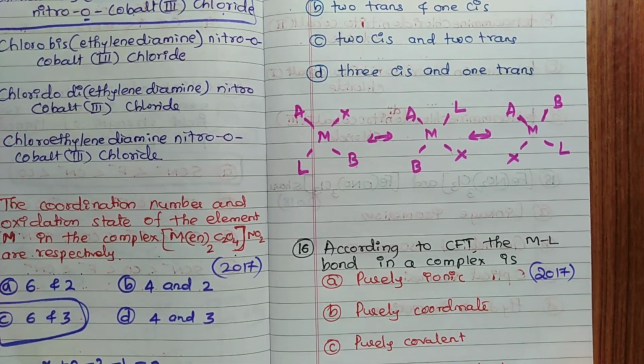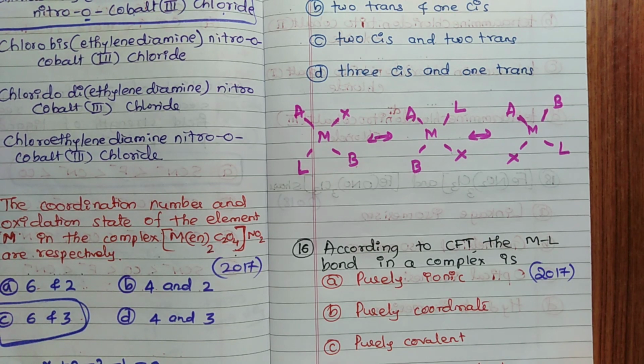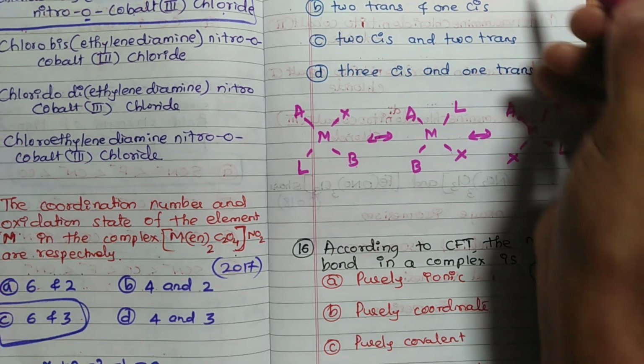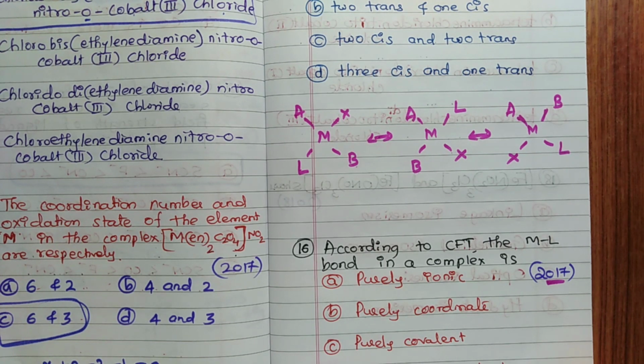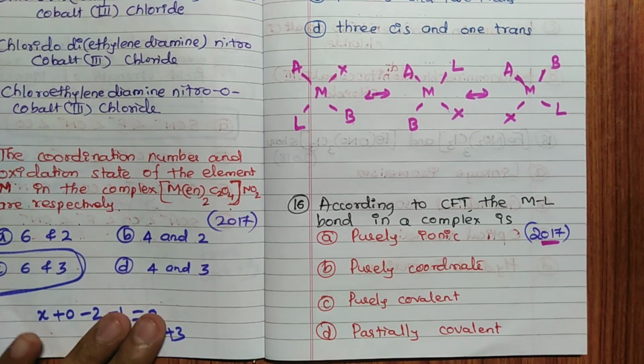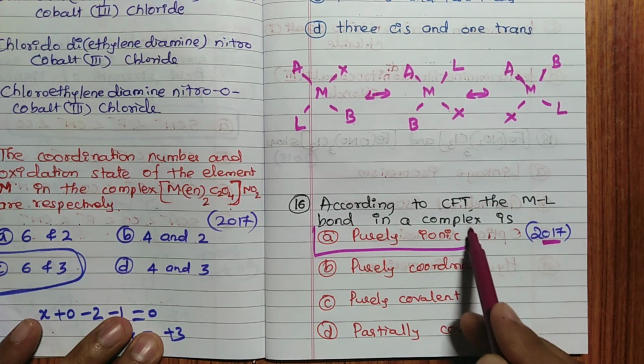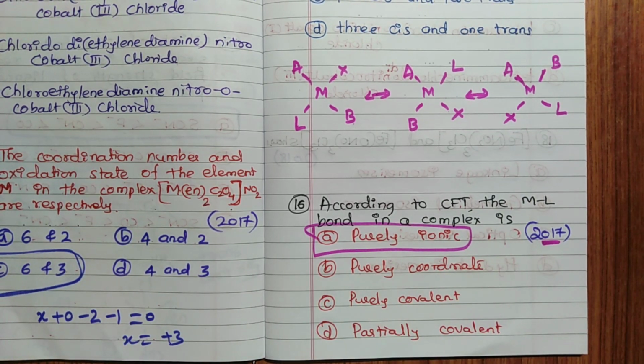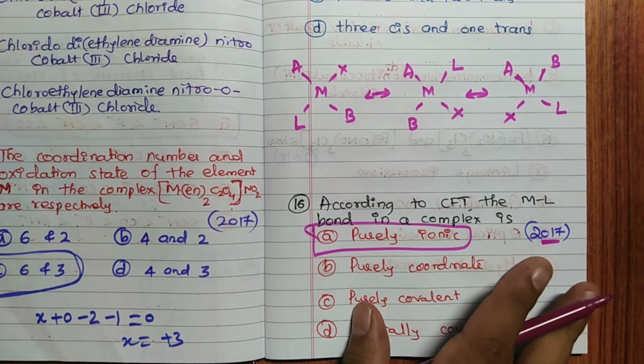16th question: according to CFT, the metal to ligand bond in a complex is, asked in 2017. Remember, one of the limitations of CFT is that we consider the bonding as purely ionic, treating ligands as point charges. The options given are purely ionic, purely covalent, purely coordinate, partially covalent. So the answer is purely ionic. That is the 16th question. A is the answer.